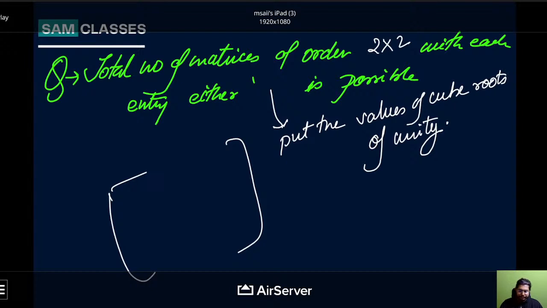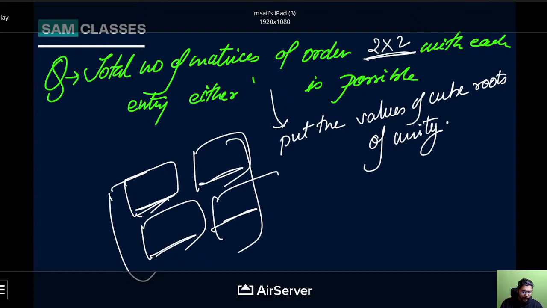Let's start then. So what we had here is a 2 cross 2 matrix, very simple thing. How many elements? 4 elements, means 4 dabbas are there. 1 dabba here, 1 dabba here, 1 dabba here, 1 dabba here. What can we put here? Cube roots of unity. How many? 1, omega, omega square. These are the 3. So 3 values we can put. 3 options I have here.